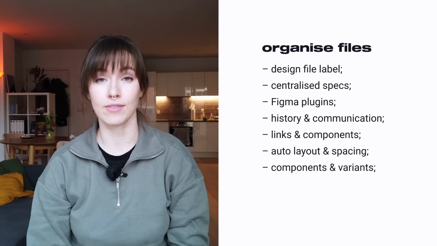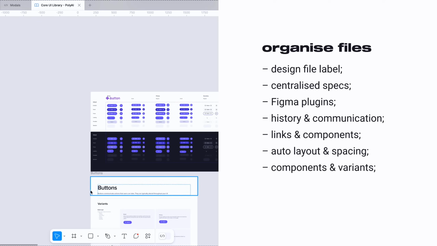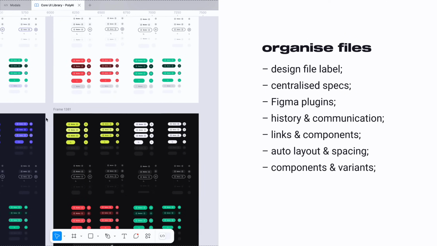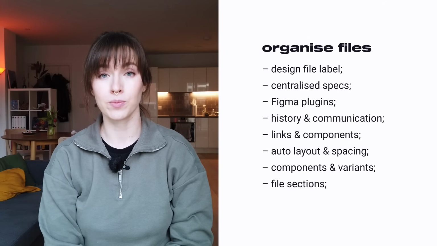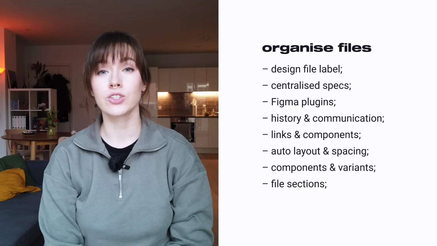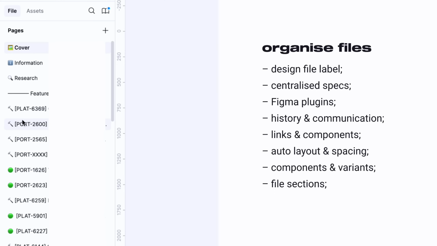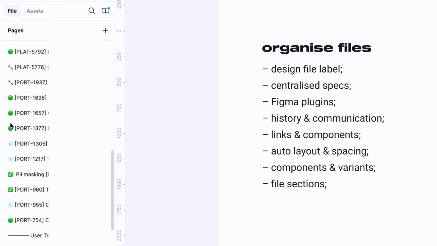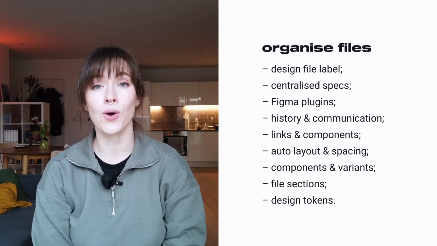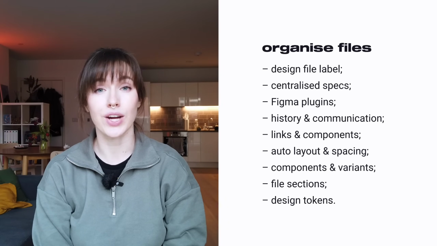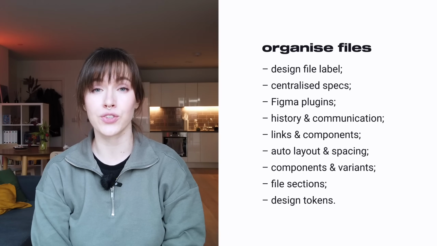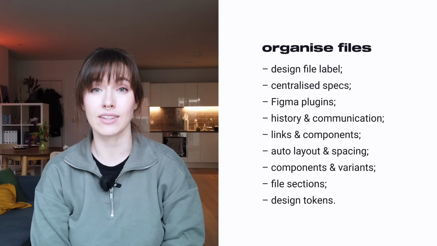Organize your components and variants. Group your buttons, icons, and other components into a set of variants so engineers will see it and don't have to create a new one manually. Separate work in progress and final designs. Create a clear section or a system for engineers so they will understand what mockups they can pick up and start work on them. And use tokens for spacing, corner radius, and colors so engineers will not guess what components need to be created and what components they can reuse.